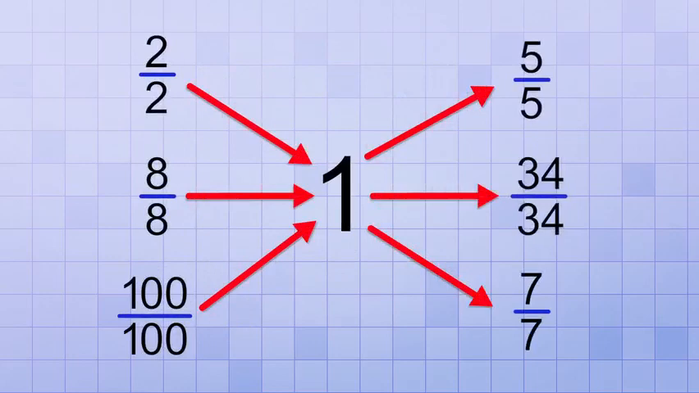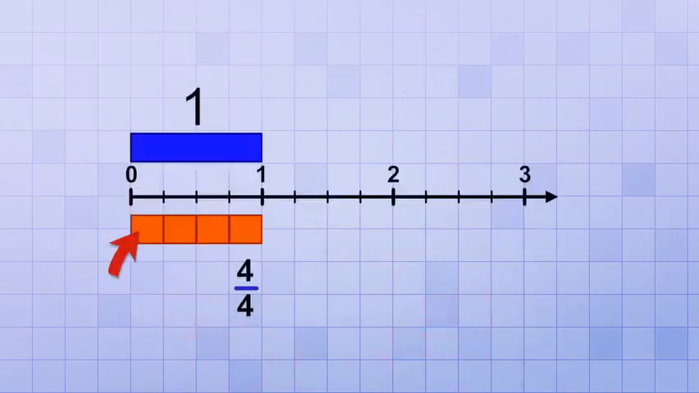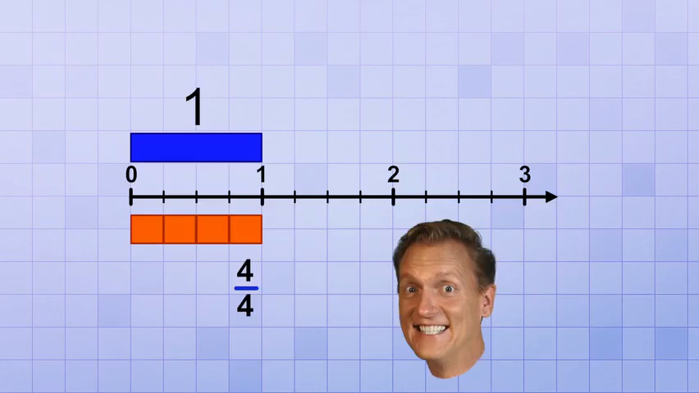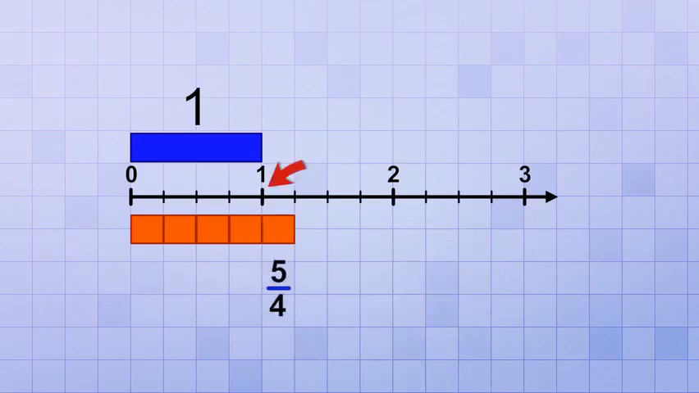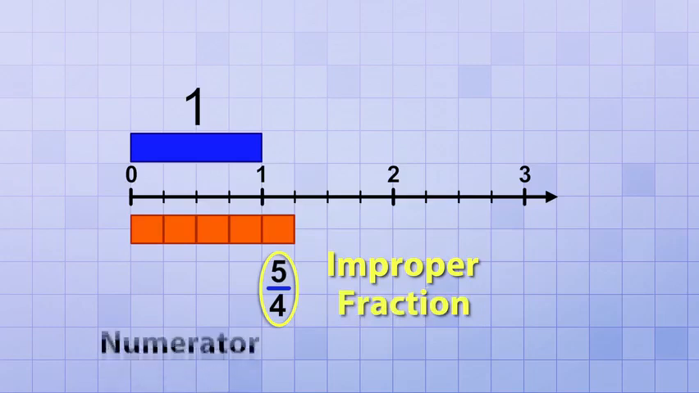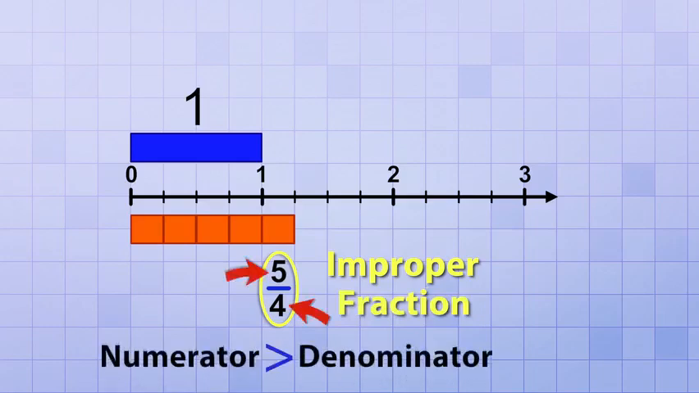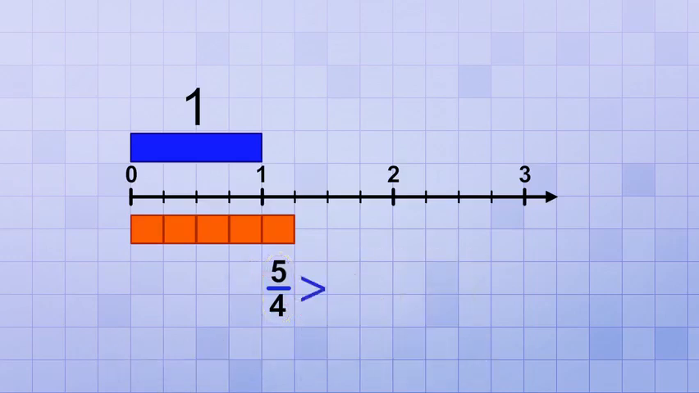And you can see how that works on our number line. The 4/4 all combine to cover the same distance as 1. The fraction 4 over 4 is equivalent to 1, and vice versa. But now, what if we get a little crazy and add one more fourth? Now we have 5/4, and we've gone past 1 on the number line. 5/4, or 5 over 4, is what we call an improper fraction, because the numerator, the top number, is greater than the denominator, the bottom number. That means its value is greater than 1.